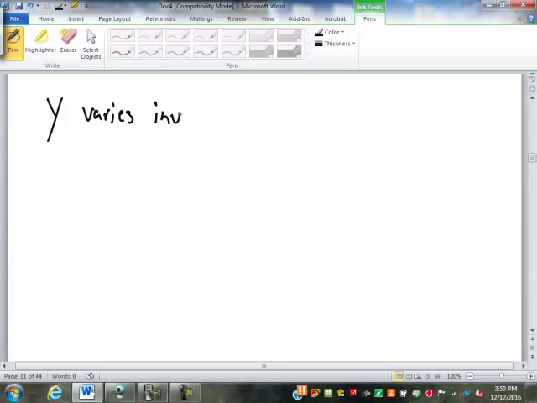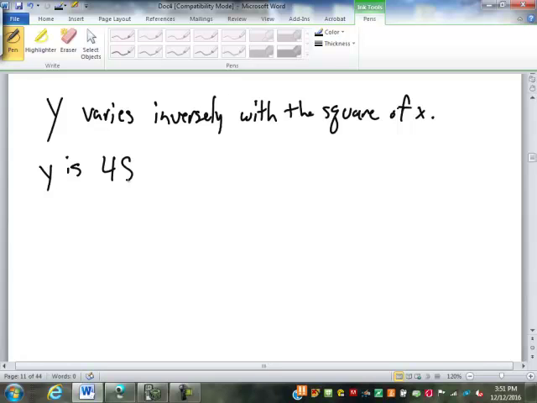How about this one? Y varies inversely with the square of x. Y is 48 when x is 2. Find y when x is 4.